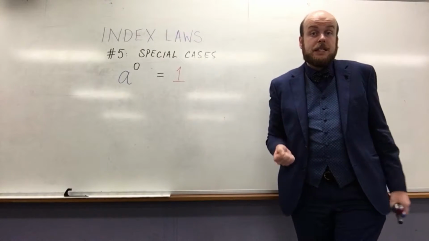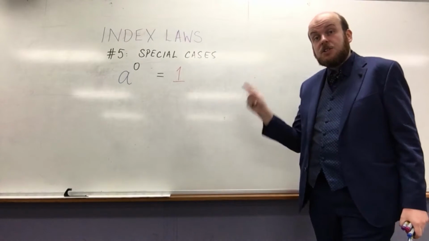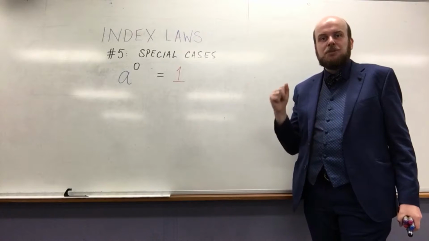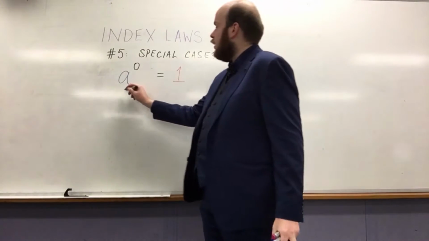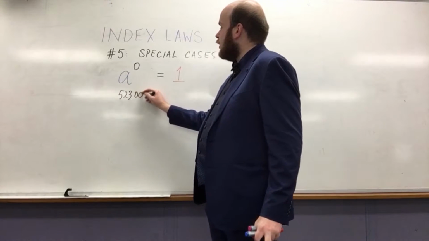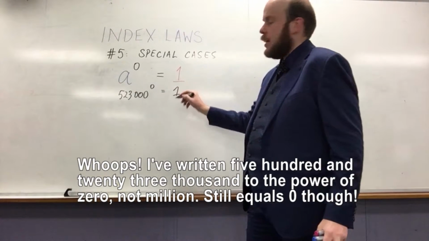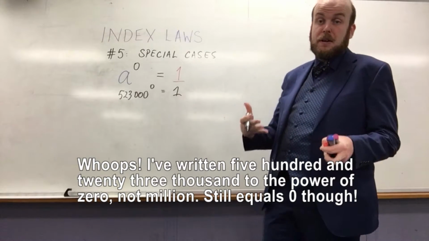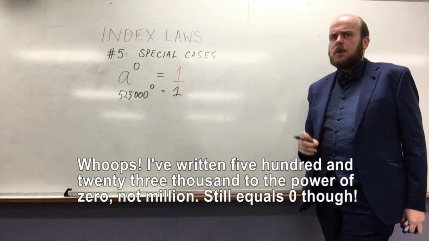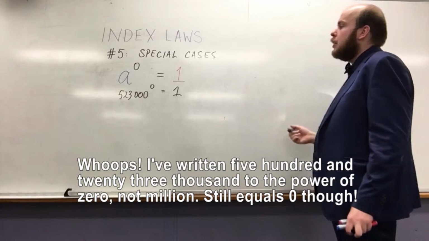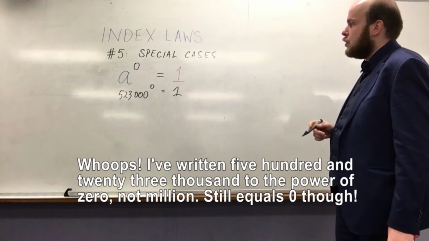One of the special cases with index laws is that anything to the power of 0 is equal to 1. So if I had 523 million to the power of 0, that would also be equal to 1. Anything to the power of 0 is equal to 1. So why? There's a couple of ways we can work this out. Let's go and have a see what we can do to prove it.